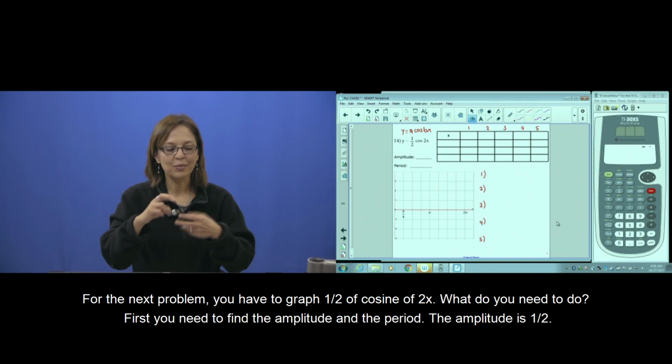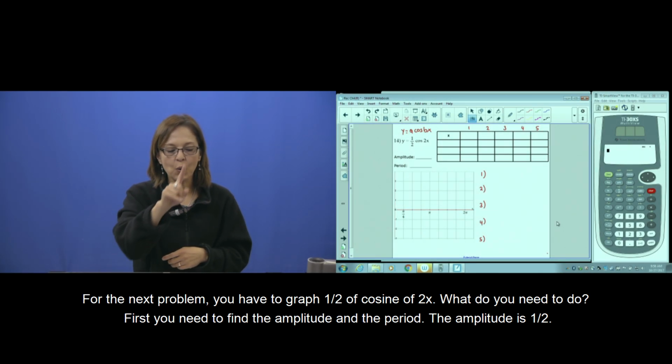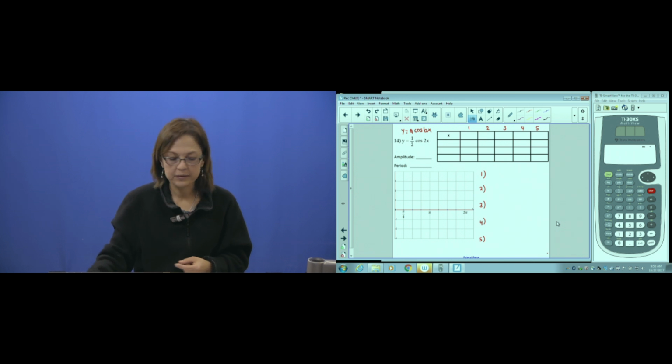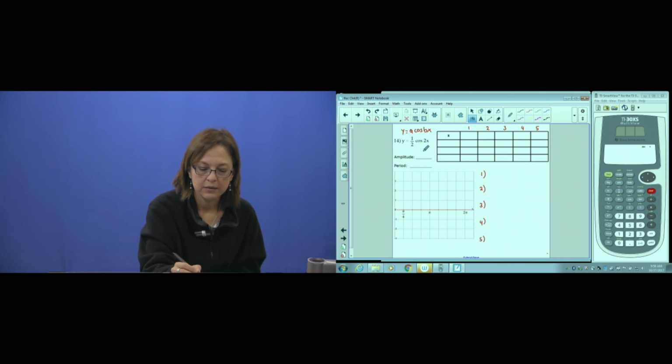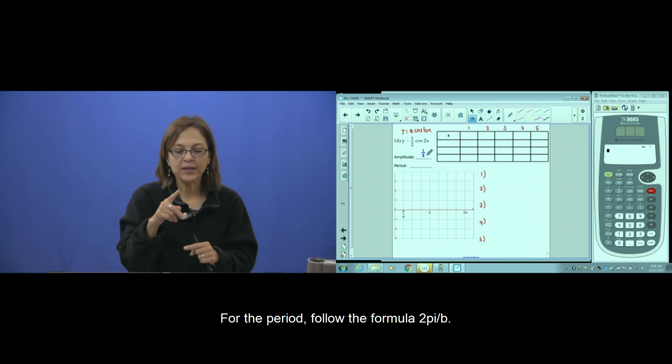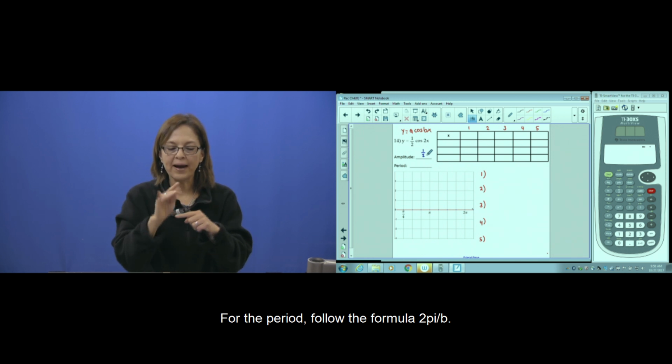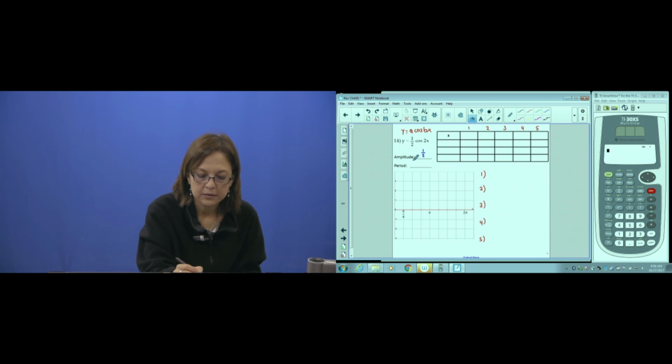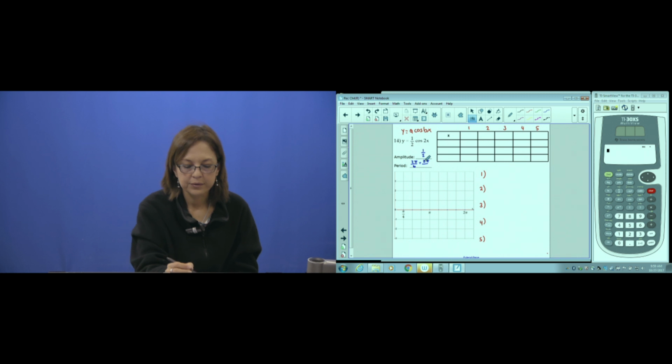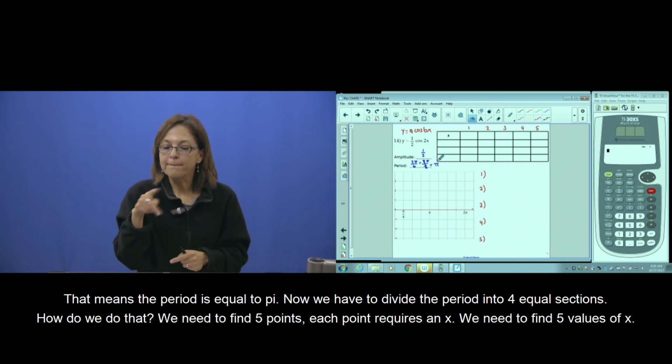For the next problem, you have to graph 1/2 of cosine of 2x. What you do, first find the amplitude and the period. Amplitude is 1/2. Period. Follow the formula. 2 pi divided by b. B is 2. Means period is equal to pi.